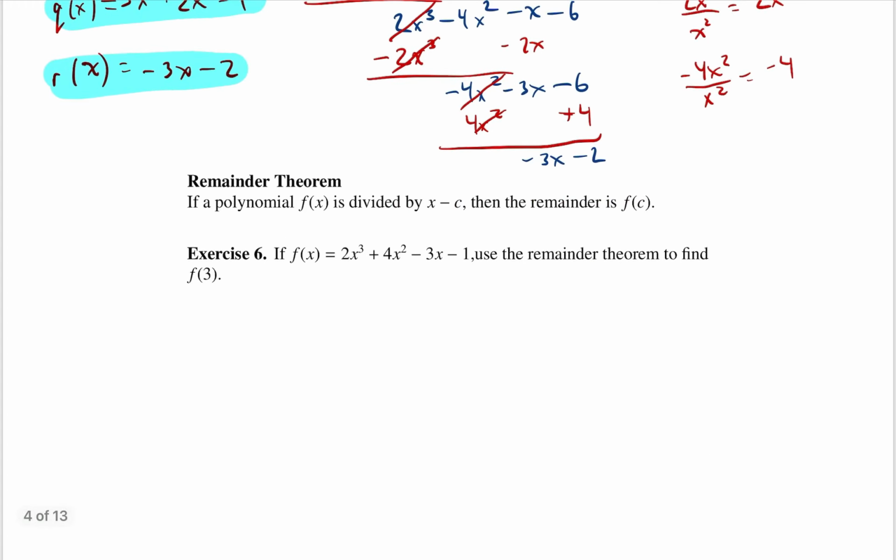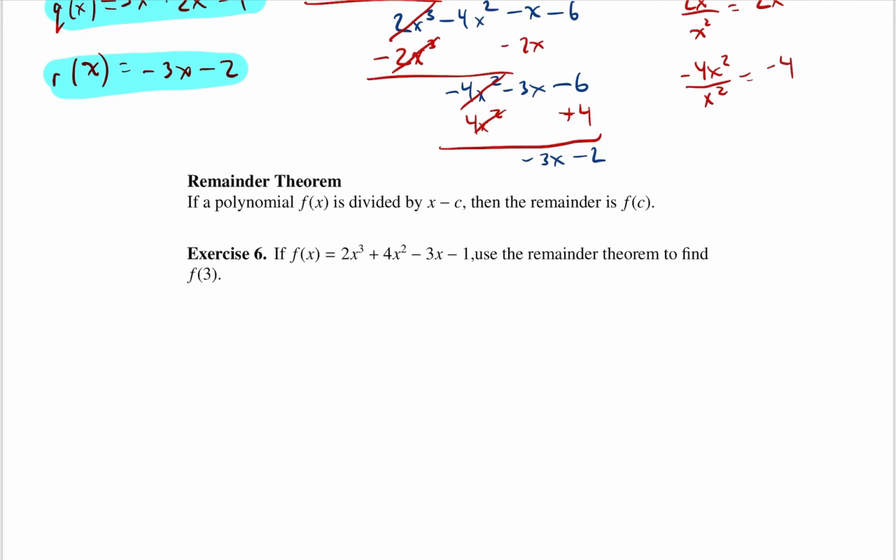So now we have what's called the remainder theorem. So if a polynomial f(x) is divided by x minus c, where c is a constant, then the remainder is f(c). So let's see if we can confirm that with this next example. Given this function, they want us to use the remainder theorem to find out what f(3) is.